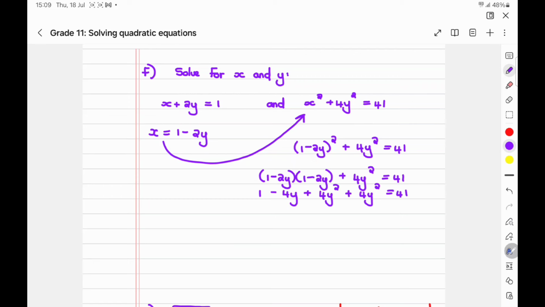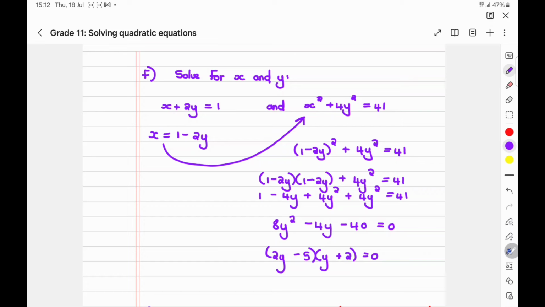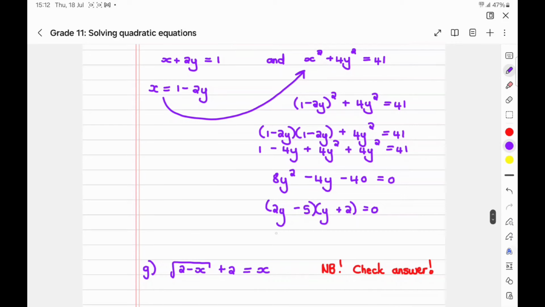Okay, like so. And then you can see that we're going to end up with, I'm going to add my y squared. So 4y squared plus 4y squared is 8y squared. And minus 4y is the only one there. And 1 minus 41 is minus 40 is equal to 0. And then we can divide with 8 all throughout. Or the best way is to divide with 2 all throughout, with 4 all throughout. And then if you factorize, you're going to get y is equal to a positive 5 over 2, or y is equal to negative 2.